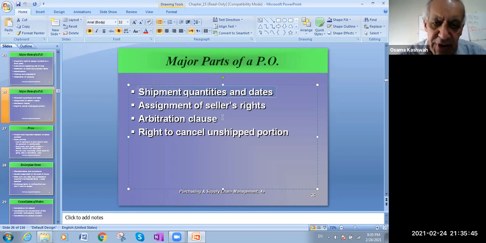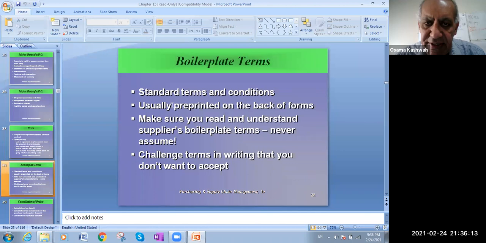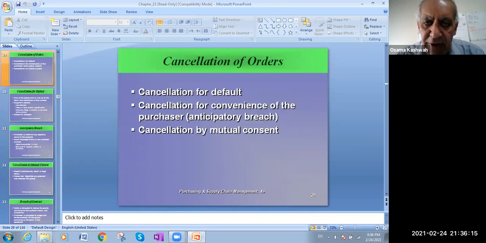Arbitration clause: if there is any kind of argument, issue, or conflict, which court will be responsible, where will we go, for example, if we complain or sue? Rights to cancel unpublished portion is also another point. About the prices, everything should be clear as well. So all these are the points.